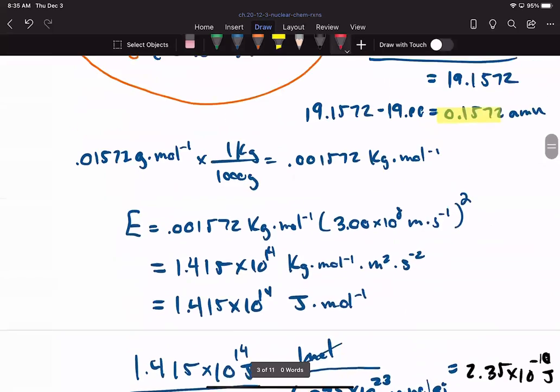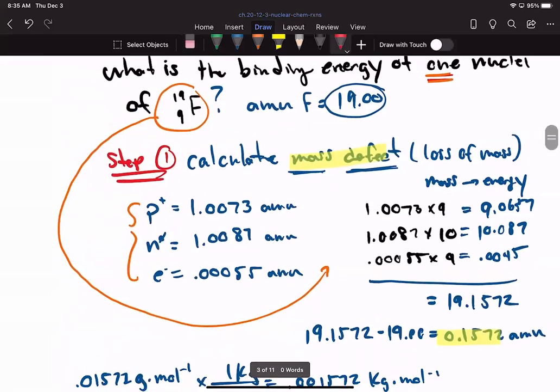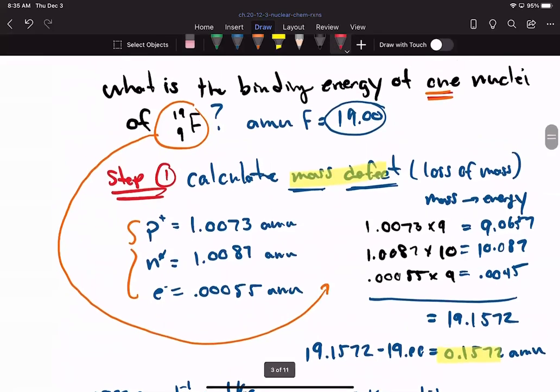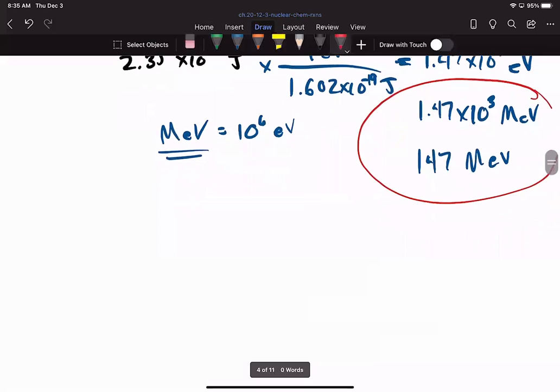So quite a few steps in here. I did have to introduce a lot of formulas in order to calculate that, but this is how we would calculate that binding energy.